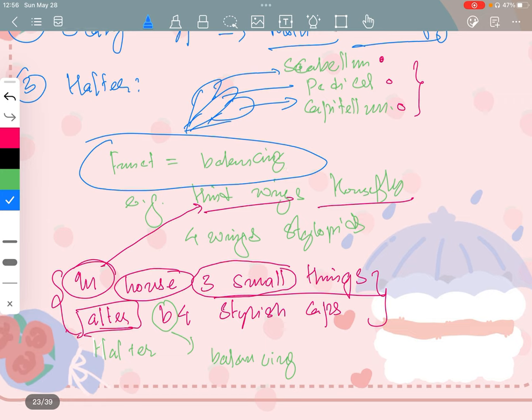And this, its examples are stylopids, and last this caps. This caps stands for, you can see, yeah, we got S, we got V, we got capitalium. So I've just made it caps.